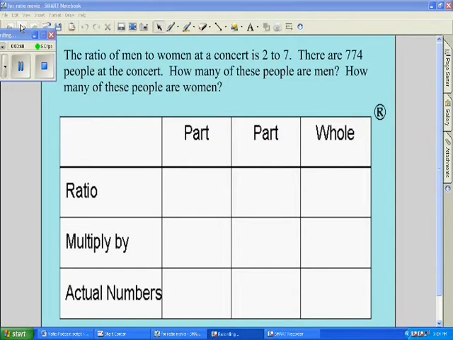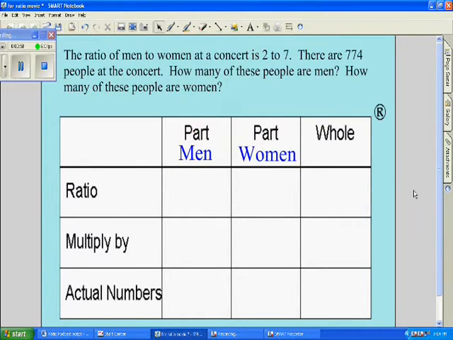Let's solve this problem using the patented ratio problem solving grid. The first thing we have to do is identify the things that we're comparing. In this case, we're comparing the number of men to the number of women. So we have to write men and women in the corresponding columns. So underneath the word part, we're going to write men. And underneath the other word part, we're going to write women.